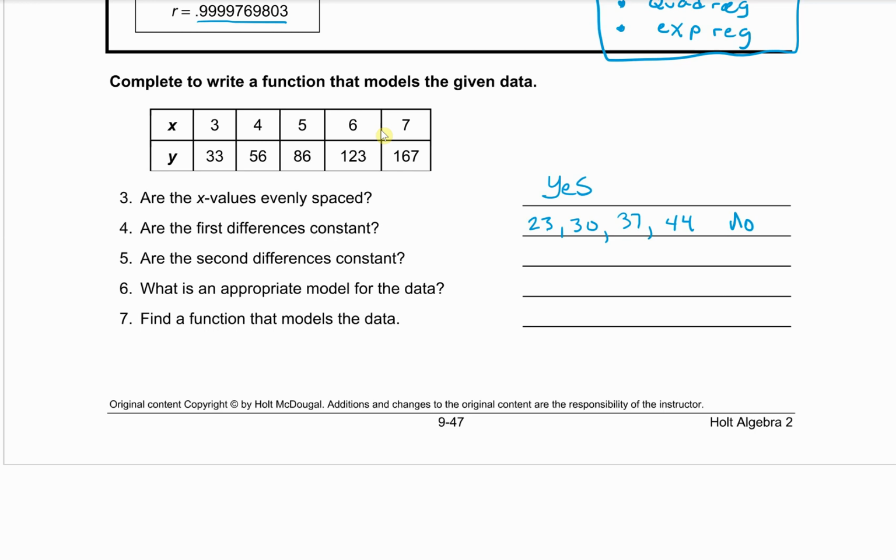Let's look at the second differences. 30 minus 23, that's 7. Hey, 37 minus 30, that's 7. 44 minus 37, guess what? That's 7. So the answer is yes. So this is a quadratic. So we are going to do quadratic. But before we do that, we have to do the, oh, well, all right, yeah. Might as well put the answer where it belongs. Quadratic.